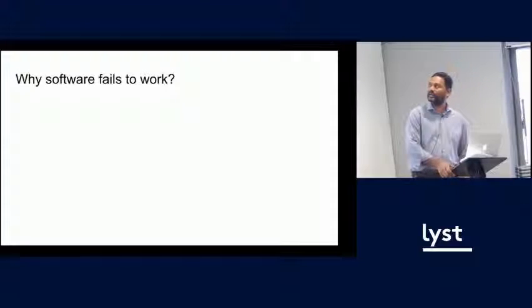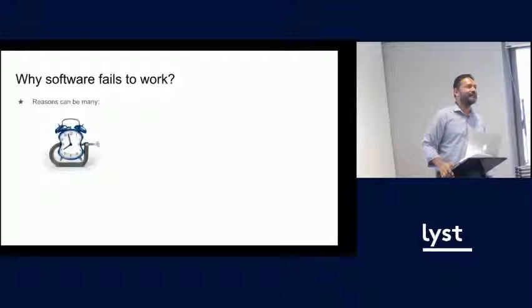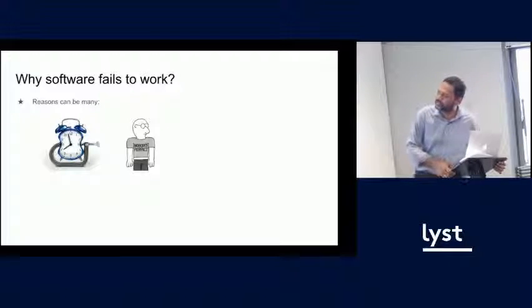So why does software fail to work? That's a question that many of us have, and the reasons can be many. There can be time pressure from the management, or pressure from the client that you need to do it. So we tend to do something which we are not supposed to do. We don't check it thoroughly, and that can cause software to fail. And it can be because human beings are fallible. We tend to make mistakes. We are not perfect, as they say, nobody is perfect.